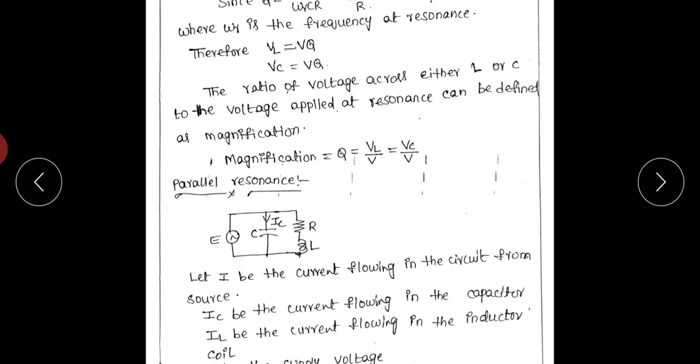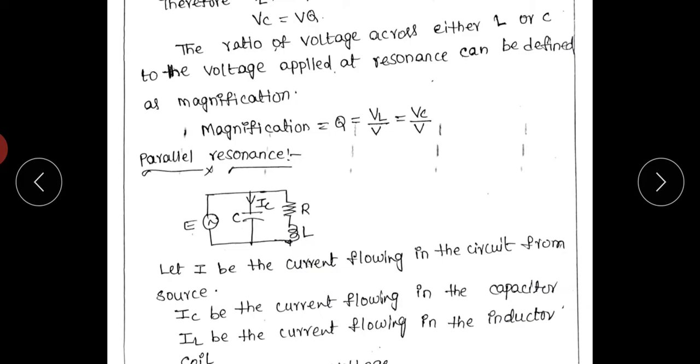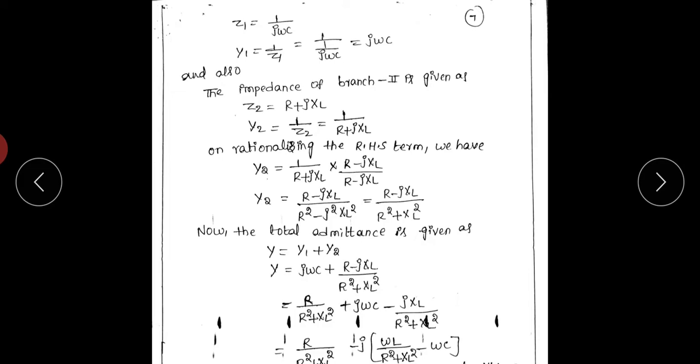Next, the second branch admittance. Here the second branch is a series RL circuit. So Z2 equals R plus j into XL. Now admittance Y2 equals 1 by Z2, which equals 1 by (R plus j into XL). The admittance equals the reciprocal of impedance. Here we have to set susceptance equal to 0. Susceptance is present in admittance form, so that's why we first have to find the admittance. First branch admittance is Y1, second branch admittance is Y2.